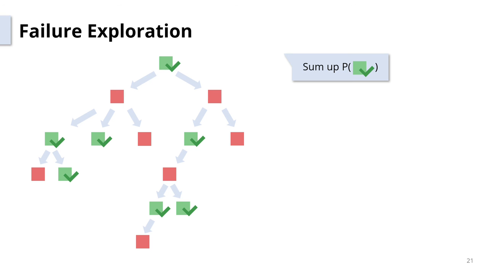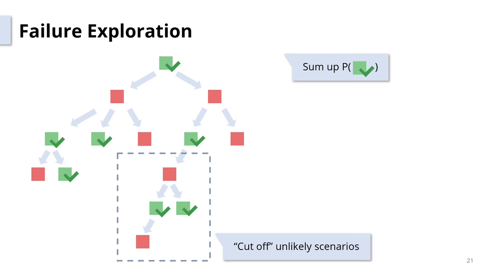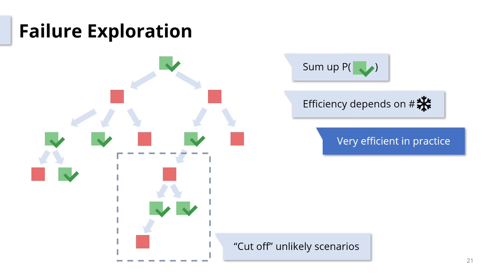As an optimization, we can cut off unlikely scenarios and stop exploration when the probability gets very small. As a result, we get a lower bound on the property probability. The efficiency of our approach depends on the number of cold edges. If there are no cold edges, our approach is equivalent to partial exploration, but if there are many cold edges, we can prune the failure space effectively. In practice, this is indeed very efficient.